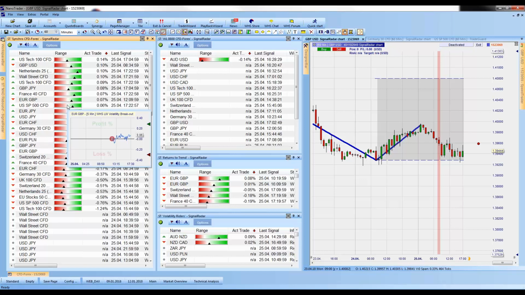So a trade which is doing exactly that, which is going in a steady way up to its target, is a trade which is doing what the strategy wants.